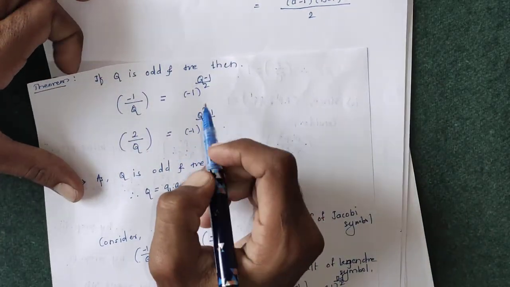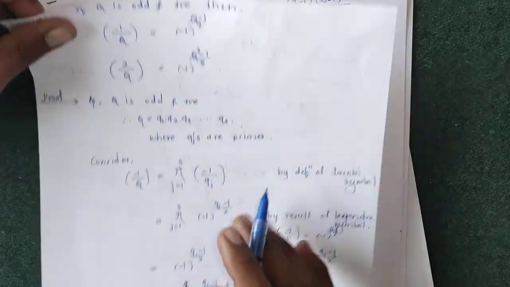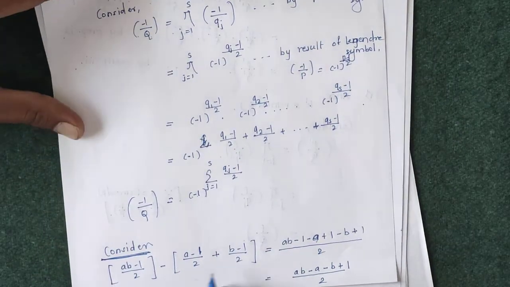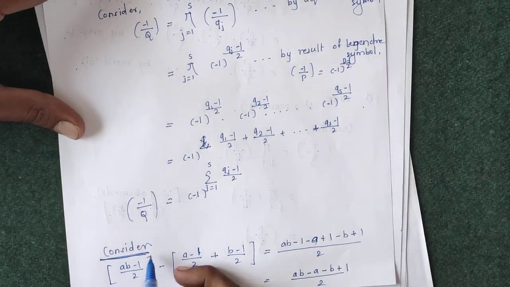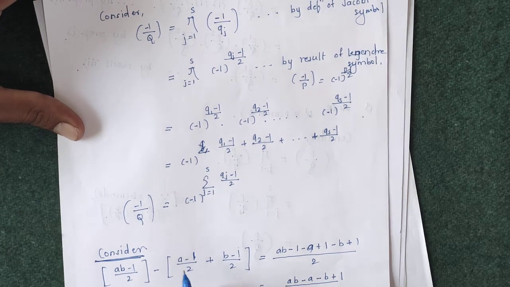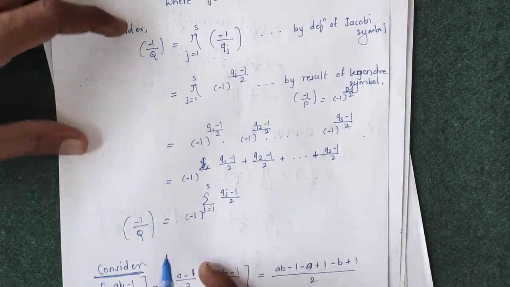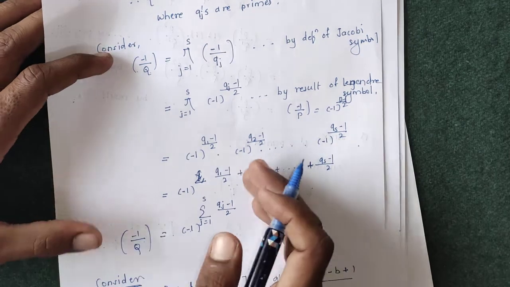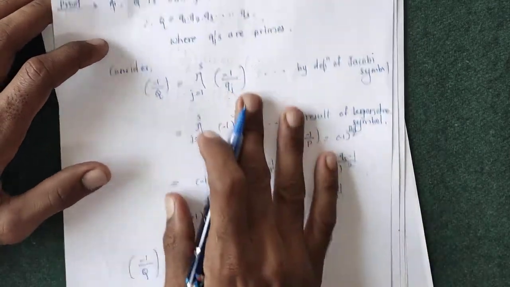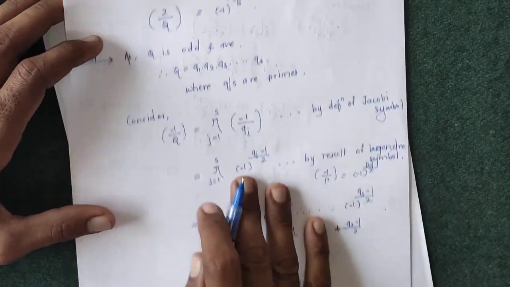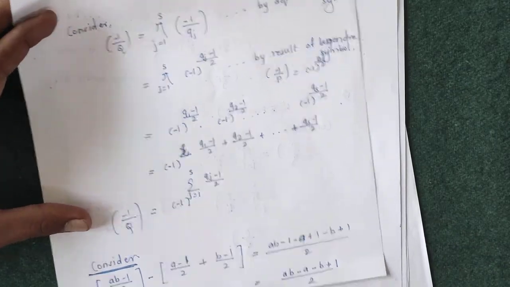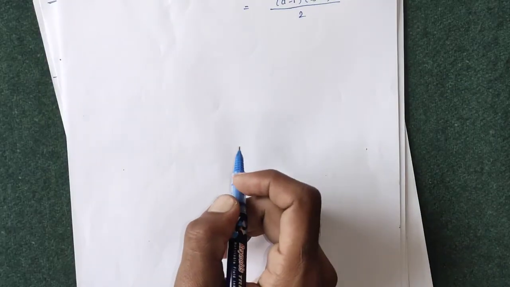If this question is asked in the university examination for 5 marks, then you have to prove this result also. Because of that, I am taking that result here in this proof. I could take this result first and then prove this theorem, but if this question is asked for 5 marks, then you have to write this result in this proof. So, that is why I am taking it here.